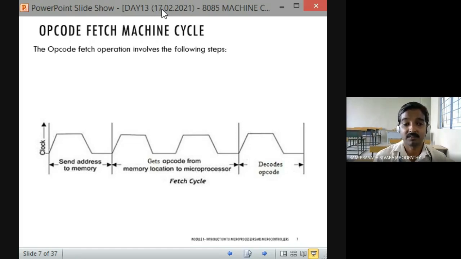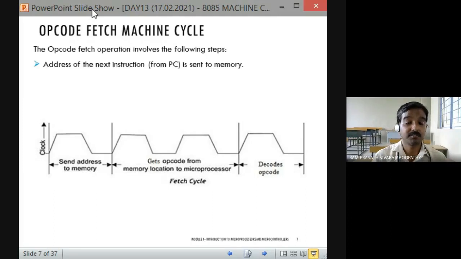Where will the address be stored? Where will the address of the next instruction be? Any idea? Who will be having the address of the instruction? Yes, very good. Program counter. Correct? So the address of the next instruction to be fetched, that is available in the program counter, is sent to the memory device.